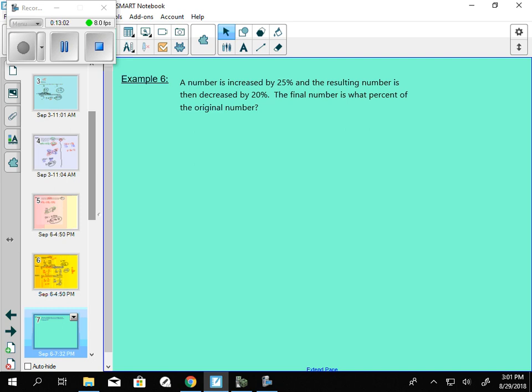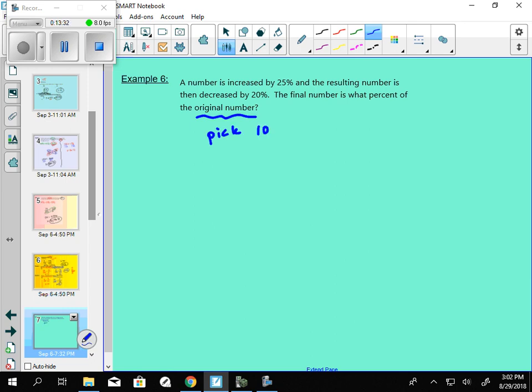A number is increased by 25%. The resulting number is then decreased by 20%. The final number is what percent of the original number? With problems like this, where we don't know the number and we're trying to find out that original number, it might be good to just pick something. Start with some number, do these operations, and see what your resulting number is as a percentage. So let's pick an easy number like 100. Let's take that 100 and see what happens when we do these operations to it.